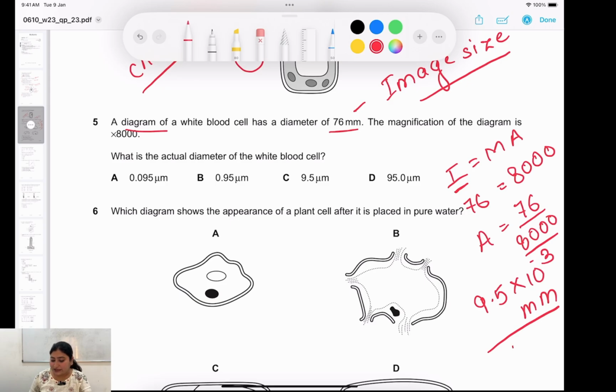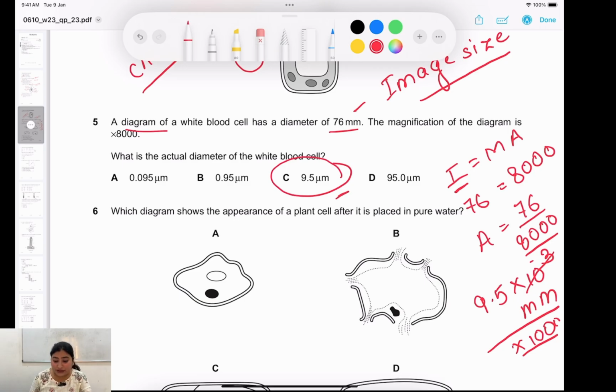So when you have to convert millimeter into micrometer, you have to multiply it by 1000. When you multiply it by 1000, the 10 raised to the power minus 3 is going to get cancelled, and the answer is going to be 9.5 micrometer. So here our answer is 9.5 micrometer, that is C. Okay, so the correct answer here is C.